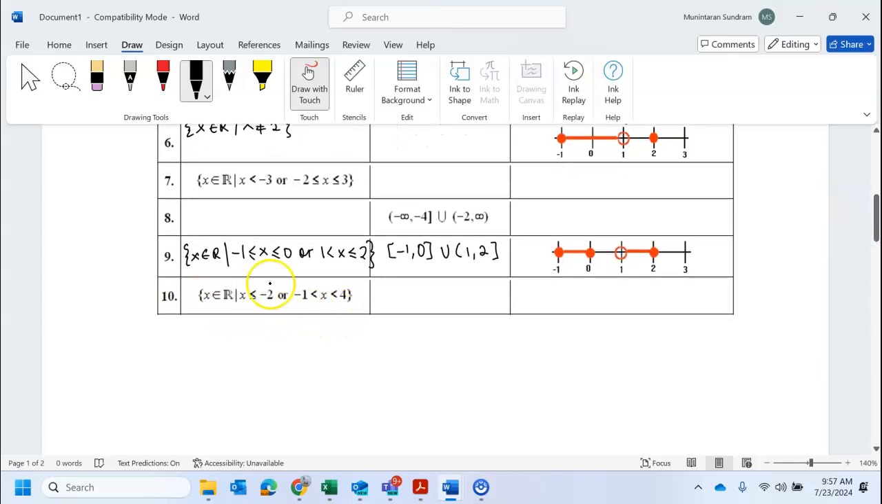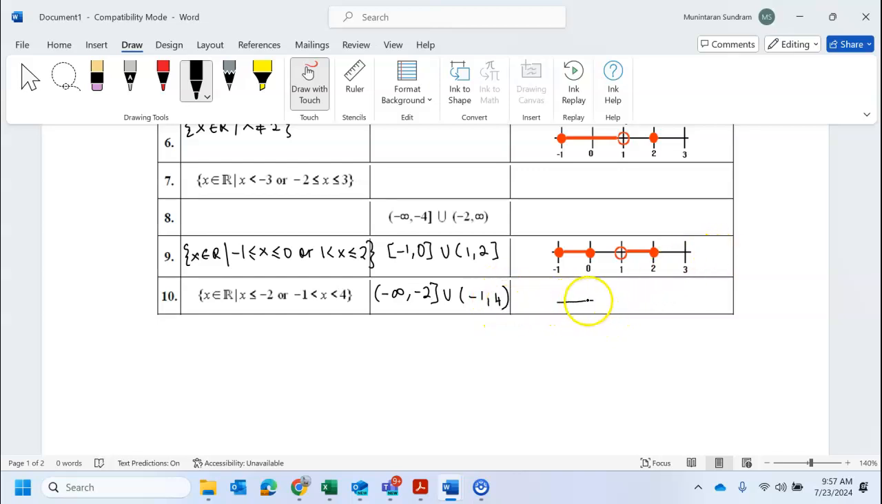Last one, number 10. In terms of the interval notation, less than -2 inclusive, so less means the left end must be negative infinity, -2 inclusive, or means union, between -1 and 4 non-inclusive, -1 comma 4.